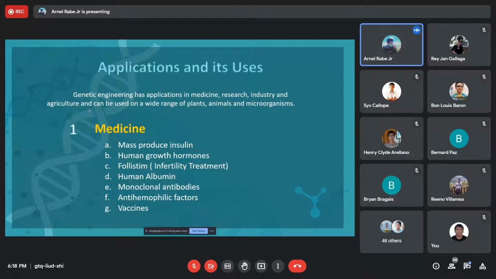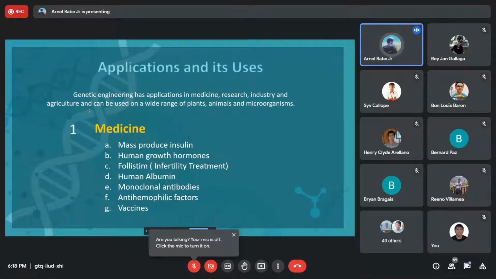Anti-hemophilic factor, letter F. It is a naturally occurring protein in the blood that helps blood to clot. A lack of anti-hemophilic factor 8 is the cause of hemophilia A. Human anti-hemophilic factor works by replenishing levels of factor 8 in the blood to aid in clotting.